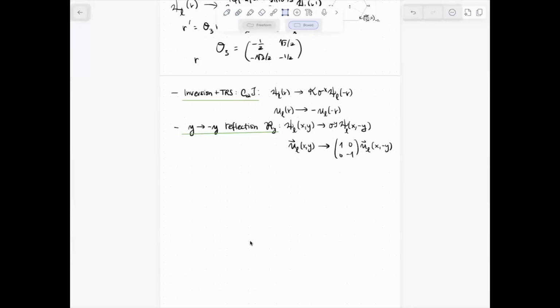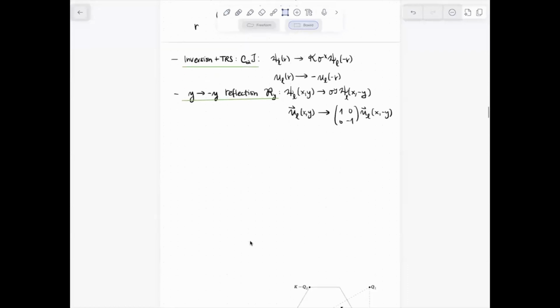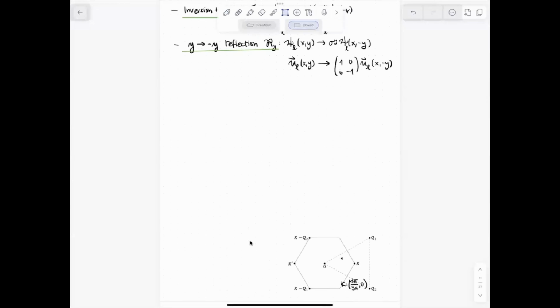Obviously, it is a non-unitary symmetry. And you can show that it acts in this way on these operators. The second one is reflection. And again, you can sort of convince yourself that it should act in this way. Okay, so let's start now.